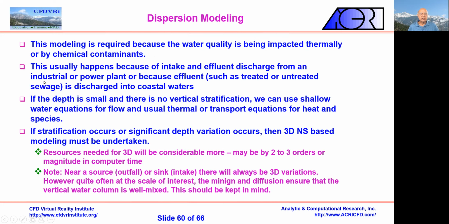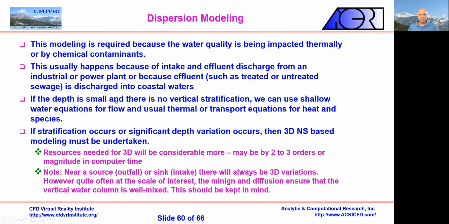I come to the last stop, which is the modeling for the dispersion. So here we want to figure out what's happening to the water quality. Okay. Now, usually what happens is that we have an intake and we have an effluent discharge from an industrial or power plant, or effluent such as treated or untreated sewage is discharged into the coastal water from a city, right? So these are the typical situations.